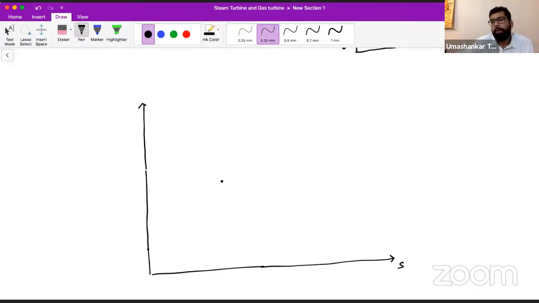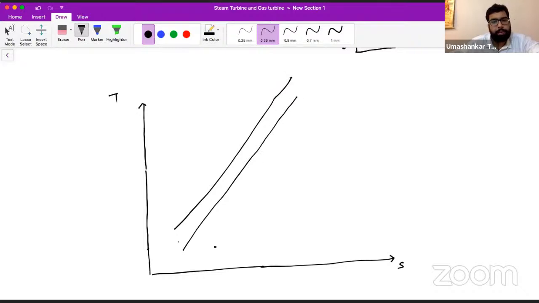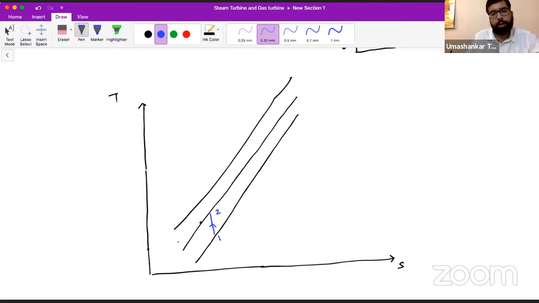Above what? Above the entry temperature to the combustion chamber. Then only there will be a scope. So let me make it a little more inclined. So these, let's say, are our three pressure lines. I have given them some more inclination, and these are not straight lines actually, they are curves kind of. So this is 1 to 2 in our compression.